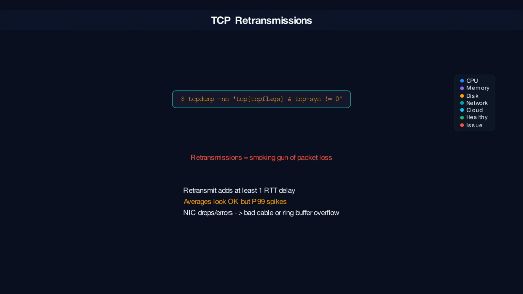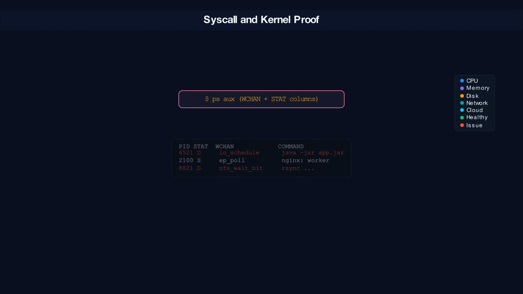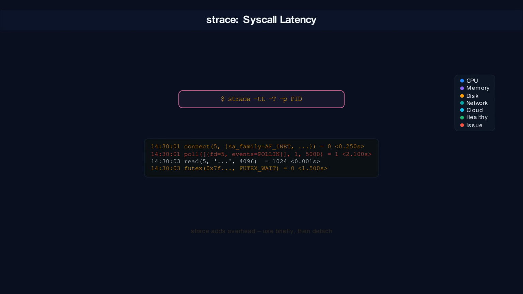Sometimes you need to prove exactly where time is spent at the system call level. Start with ps aux and look at the WCHAN column. It tells you what kernel function each process is waiting in. Processes in D state, uninterruptible sleep, are stuck waiting for I/O to complete. Use strace -tt -T on a suspect process, but only briefly, because strace adds overhead.